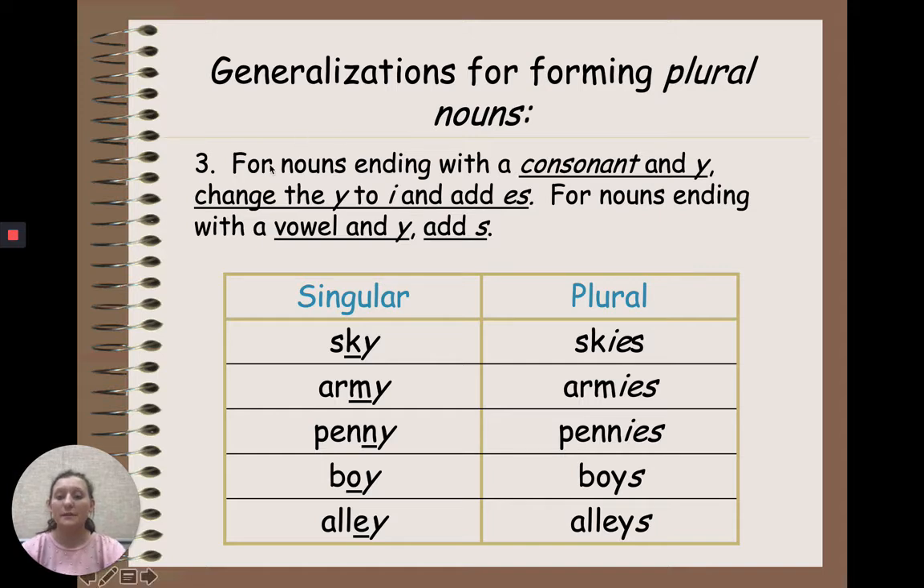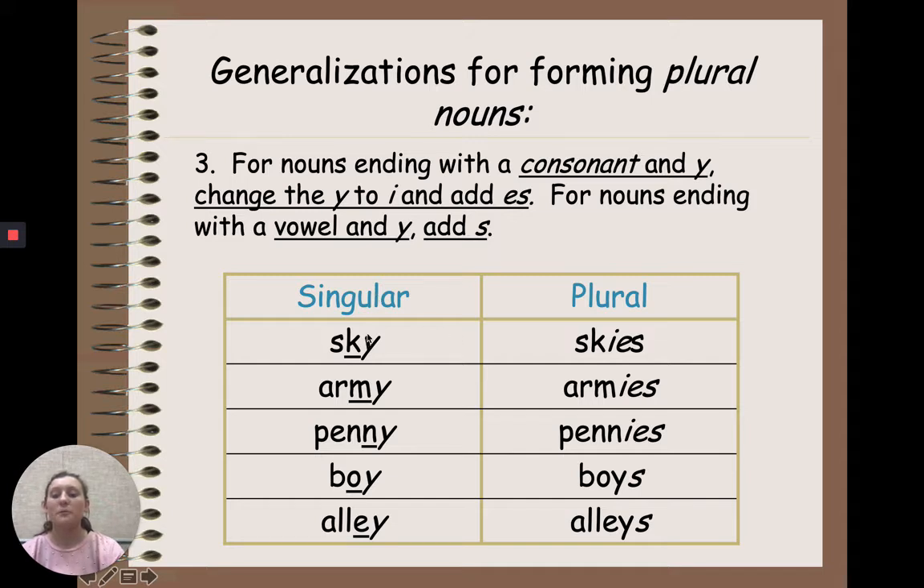All right, so next is for nouns ending with a consonant. So remember, it's a letter that is not A, E, I, O, U, or Y. So for nouns ending with a consonant and the letter Y, we need to change the Y to an I and add ES. So this one has a few more steps in it. And then it also says for nouns ending with a vowel and the letter Y, we add S on.